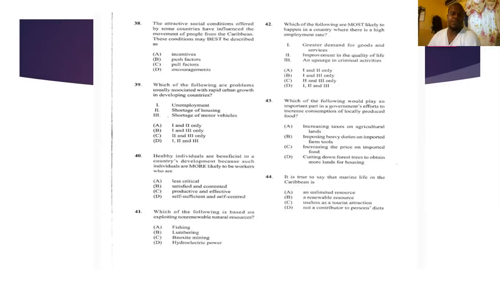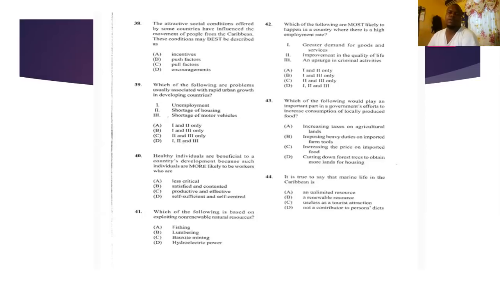41, which of the following is based on exploiting non-renewable natural resources? This is a repeated question. A, fishing, B, lumbering, C, bauxite mining, D, hydroelectric power. Answer for 41 is C. It's the only non-renewable natural resource in the list, right? Fishing is renewable, lumbering is renewable, hydroelectric power is renewable, only bauxite is non-renewable.